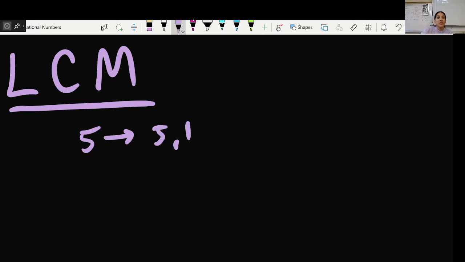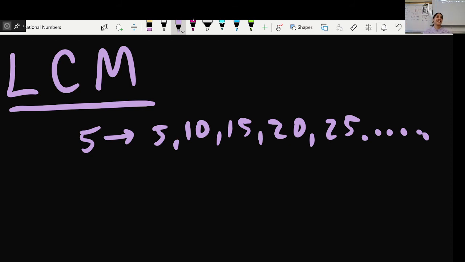5, 10, 15, 20, 25, 30. Okay. 35, 40, 45. Good. We get the idea. So basically it's 5 times 1, 5 times 2, 5 times 3, and on and on and on, right? So the multiples are always going to be bigger than the number we're talking about. So if we're talking about the number 5, the multiples are always larger than that. So do you also know that we would call 5 a prime number? What's a prime number?